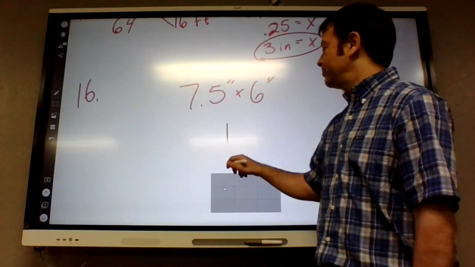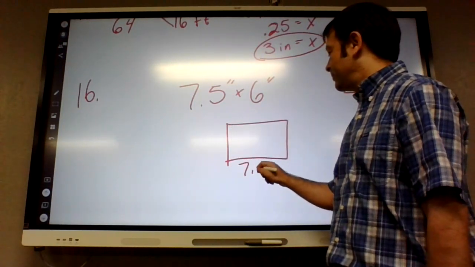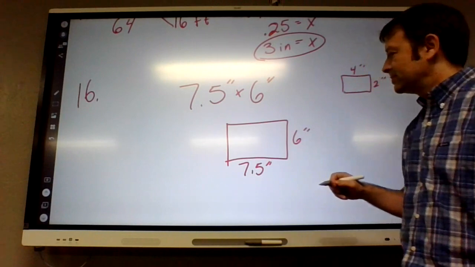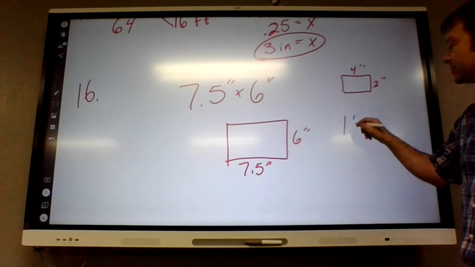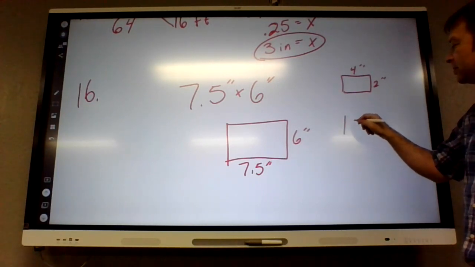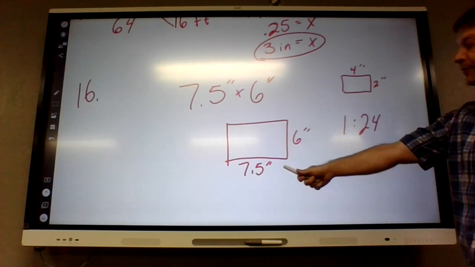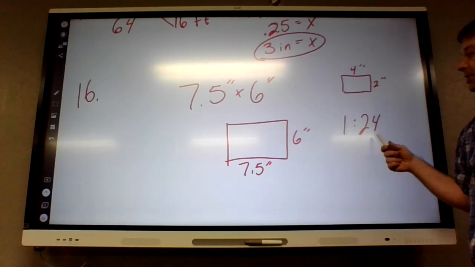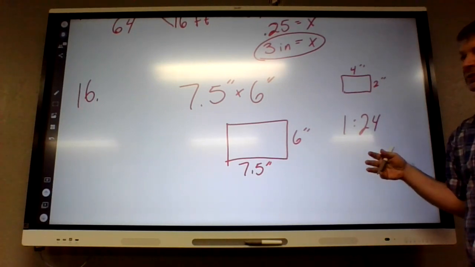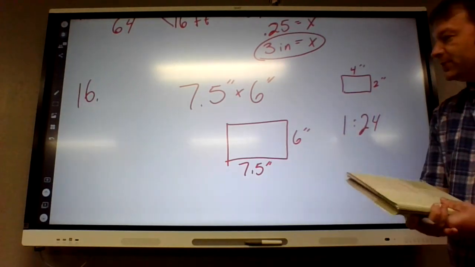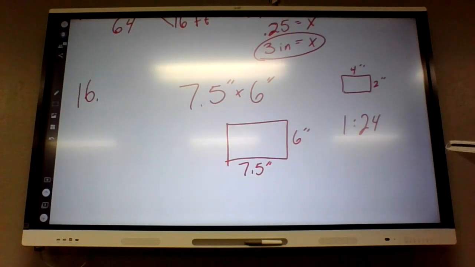Anyway, so they're saying the little picture of the room is 7.5 inches by 6 inches, just on the drawing. And the scale is 1 to 24. What do you think that means? For every 1 inch of the drawing, there's 24 inches in the real thing. But do you think we're probably going to measure a room in inches? No. So they're probably going to want the answer in feet. Square feet. Determine the number of square feet of carpet needed for this room.